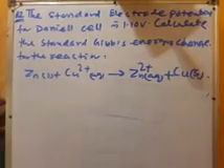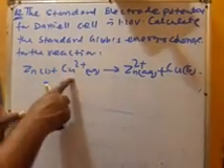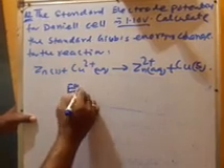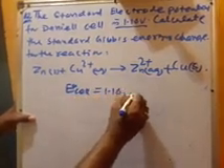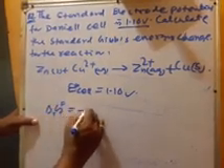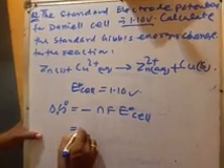Question number 2. The standard electrode potential for the Daniell cell is 1.10 volt. Now calculate the standard Gibbs energy change for the reaction Zn(s) + Cu2+(aq) gives Zn2+(aq) + Cu(s). Now, in this case, the E°cell is given as 1.10 volt. Therefore, you can say that ΔG° = −nFE°cell.